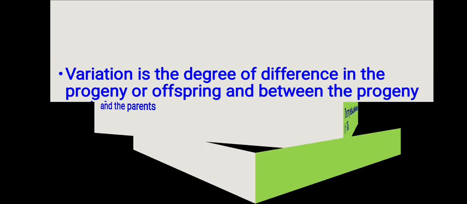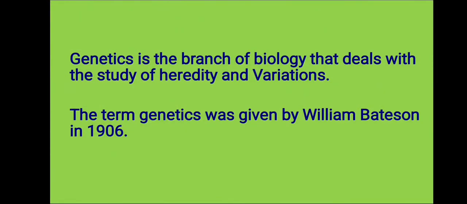Coming to genetics now, genetics is one of the branches of biology which deals with heredity and variation. As we now know what heredity and variation are, the branch of biology which deals with heredity and variation is called genetics. The term genetics was given by William Bateson in 1906. This is an important point.